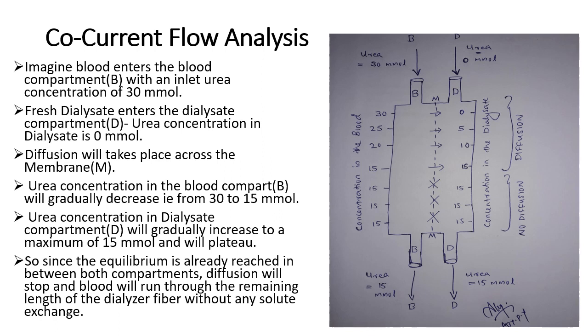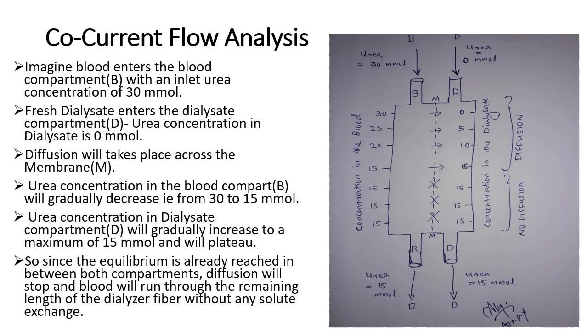This is my hand sketched diagram, for your understanding only. There are two compartments, blood and dialysate, denoted as B and D respectively. In between the compartments, there is a semi-permeable membrane denoted as M, which is your dialyzer membrane. Let's assume blood with a urea concentration of 30 millimole enters the blood compartment B. At the same time, fresh dialysate enters the dialysate compartment D with no urea at all. That means urea concentration in fresh dialysate is zero.